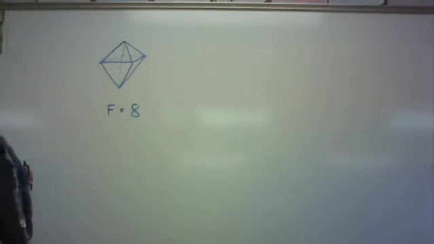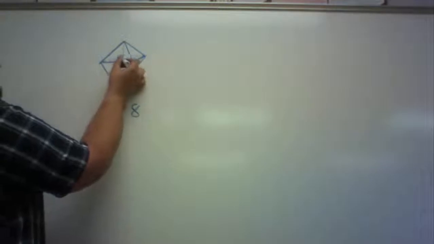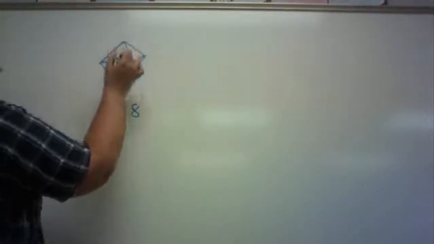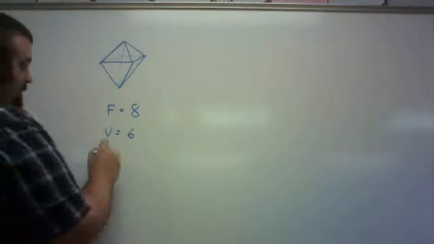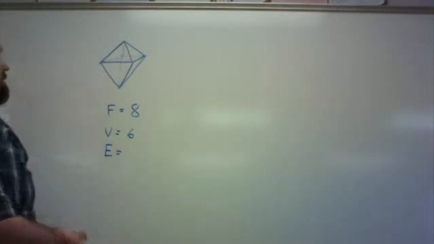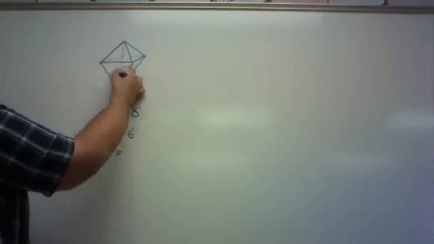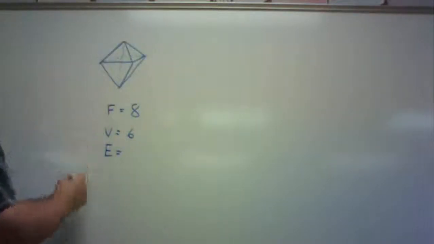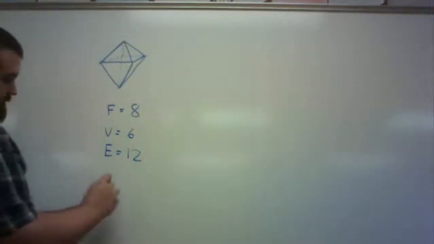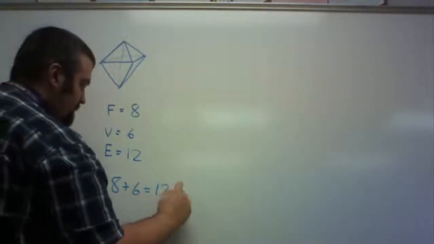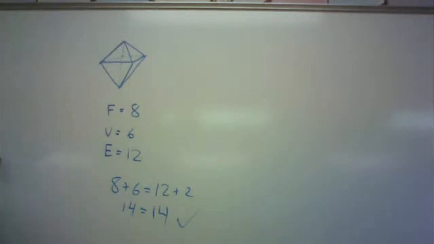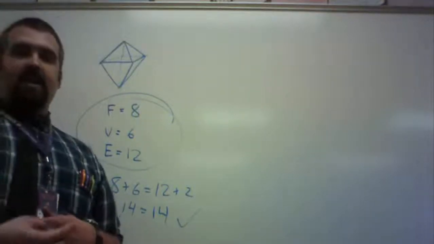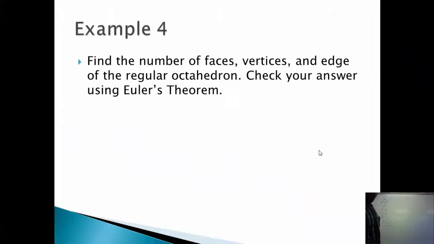It should be 8. Now, the number of vertices, I count 1, 2, 3, 4, 5, 6 corners. And last but not least, the edges for Euler's theorem. Well, I count 1, 2, 3, 4, 5, 6, 7, 8, 9, 10, 11, 12. So I count 12. So let's check. 8 plus 6. Does that equal 12 plus 2? Does 14 equal 14? It does. And there we go. I've counted the number of faces, vertices, and edges of a regular octahedron, and I checked it. Yes! There's one last thing we need to go over.